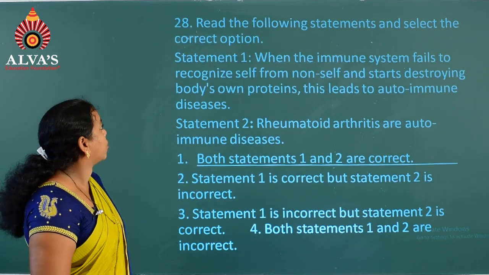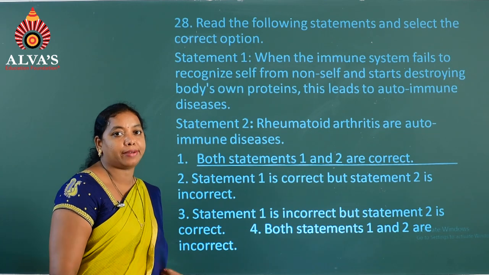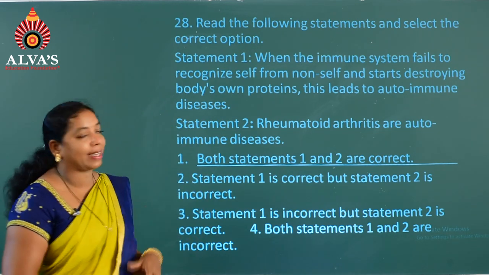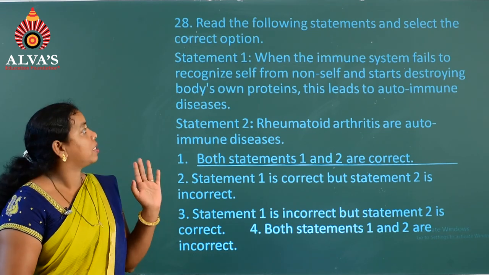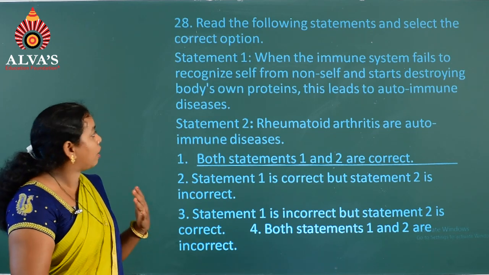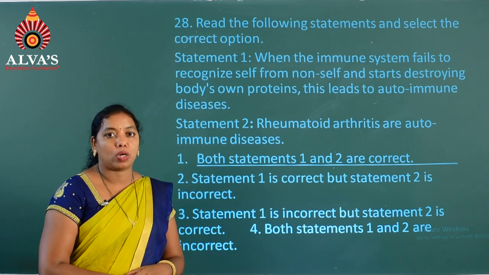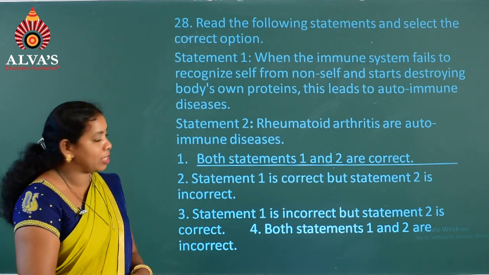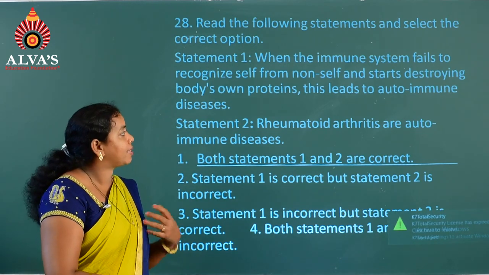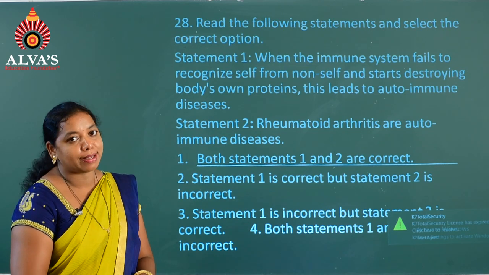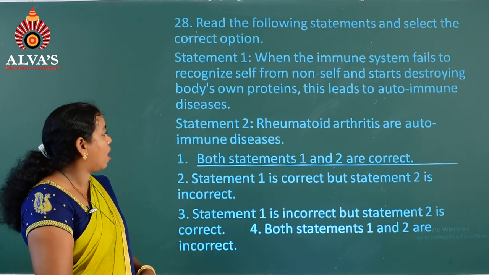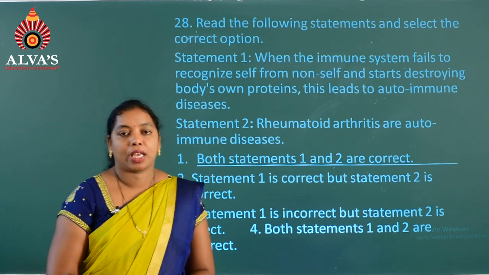We will discuss the next question, question number 28. Read the following statements and select the correct option. The first statement again: when the immune system fails to recognize self and non-self and starts destroying its own body's proteins, this leads to autoimmune disease. And statement 2, rheumatoid arthritis is an autoimmune disease.